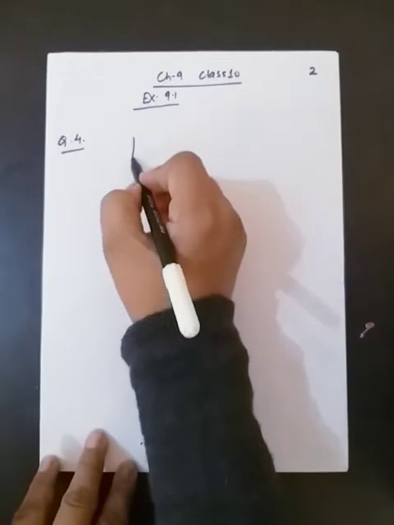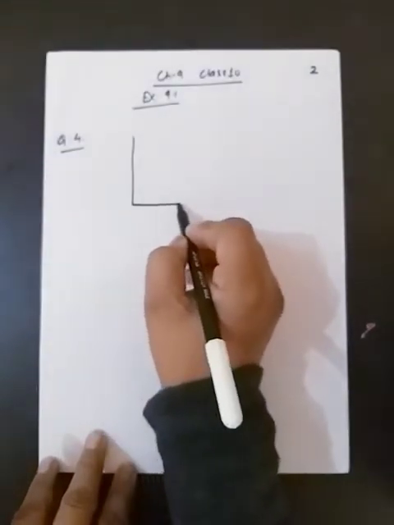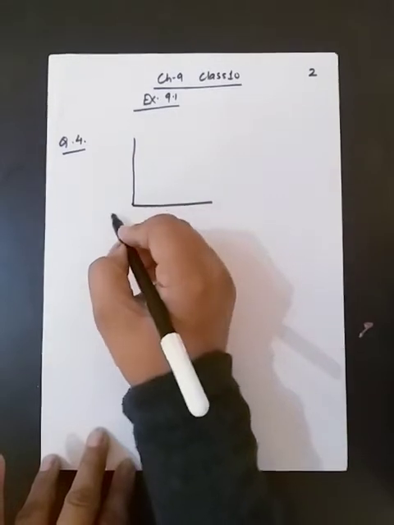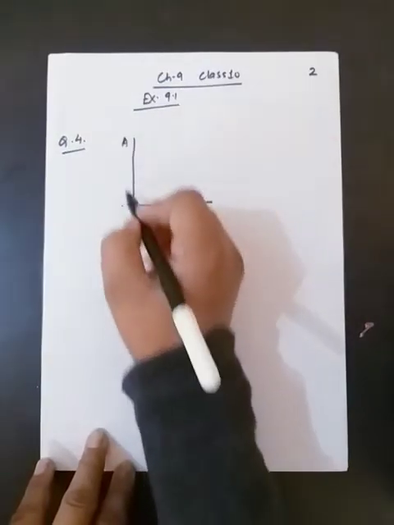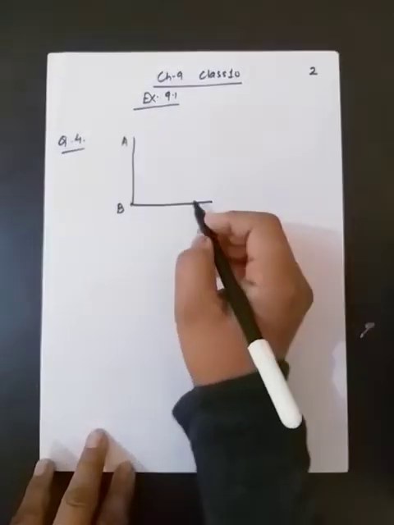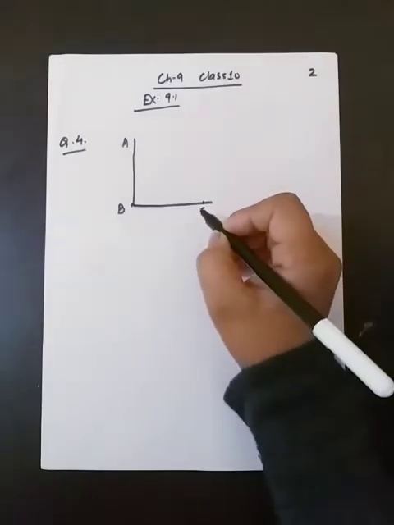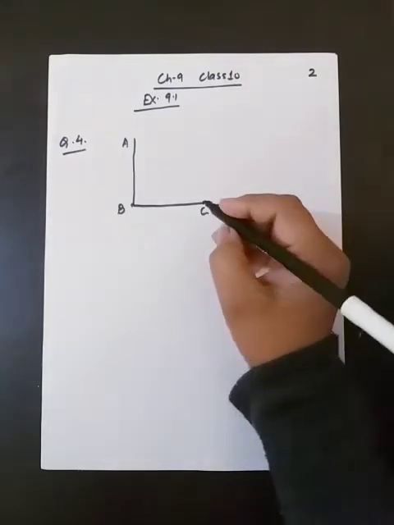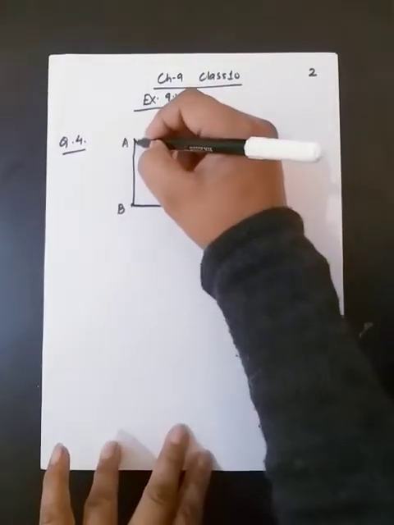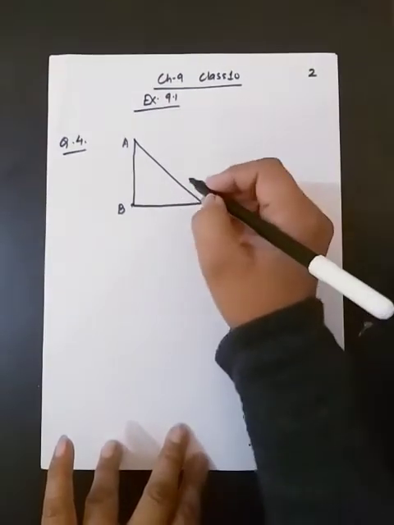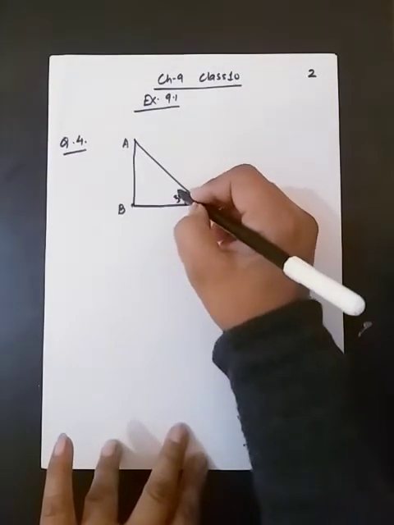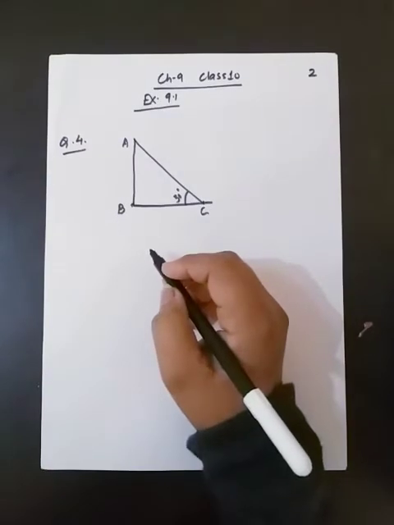Question number 4. The angle of elevation of the top of a tower from a point on the ground. This is tower and this one is ground. So AB is the height of the tower and C is a point on the ground. And from this point, the angle of elevation is given to us and this angle of elevation is of 30 degree.